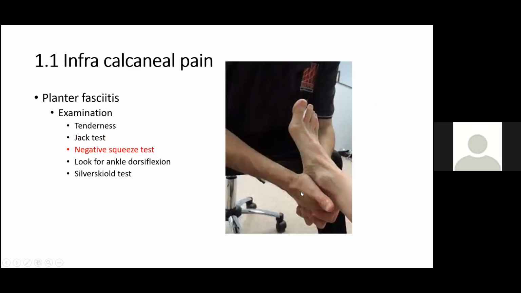Now, when you press on either side of the calcaneum, in plantar fasciitis there won't be any tenderness, whereas in calcaneal stress fracture, this squeeze test will cause severe pain. That is how we differentiate between these two.